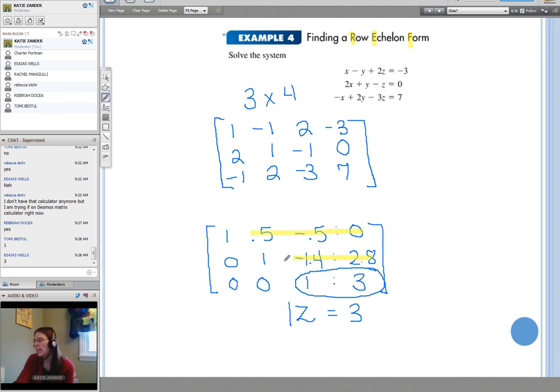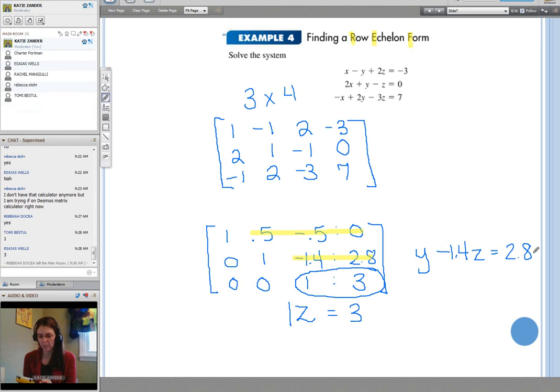Now that you know what z is, you can work backwards to help you find y. You would do y minus 1.4z equals 2.8. So you can use substitution there and start backtracking to find the y, and then you can use substitution a second time in that first equation to help you find the x. We're not going to do quite that. What I want you to do instead is let's go back to, so clear out your screen, go back to the matrix, so second matrix.